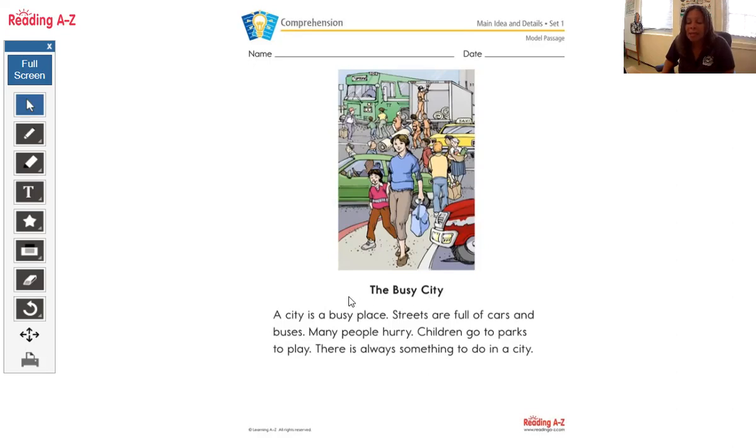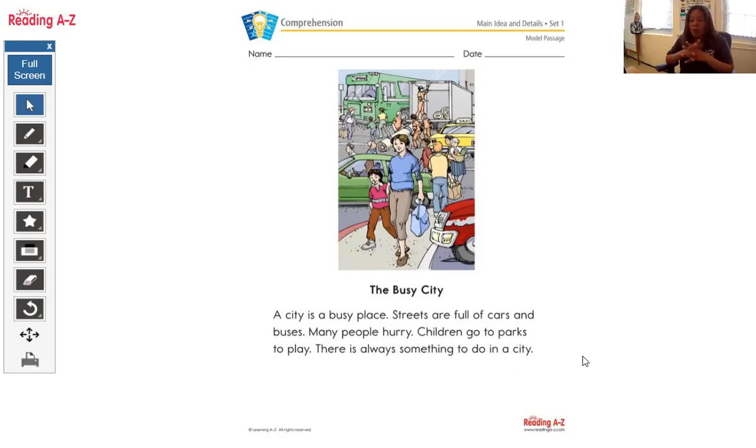The busy city. A city is a busy place. Streets are full of cars and buses. Many people hurry. Children go to parks to play. There is always something to do in a city.